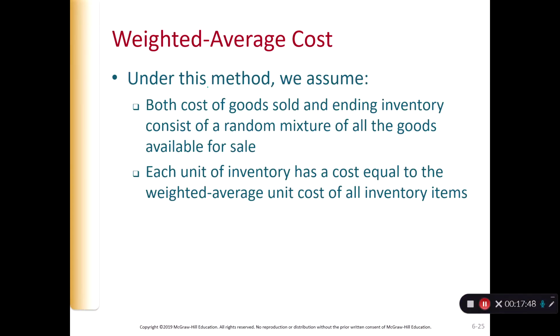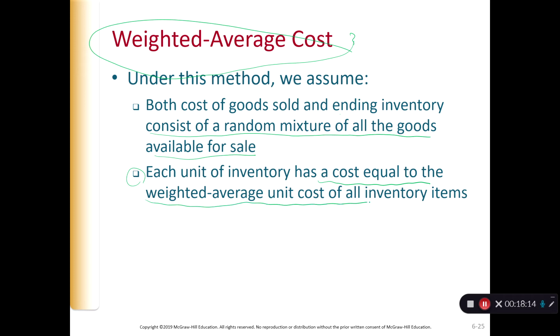Now the third method we are talking about is called weighted average cost. Under this method, we want to blend things, do a little bit of averaging. Both cost of goods sold and ending inventory consist of a random mix of all the products available for sale. Hence each unit of inventory has a cost equal to the weighted average unit cost of all inventory. In other words, we're creating a unit price based on all inventory available for sale.